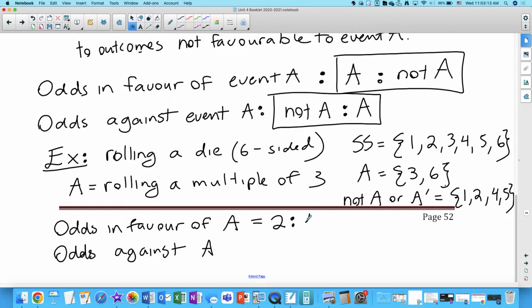What are the odds against A? Four to 2, right? Or 2 to 1. Okay, that total number of 6 never comes into odds. The total comes into probability, but not to odds.